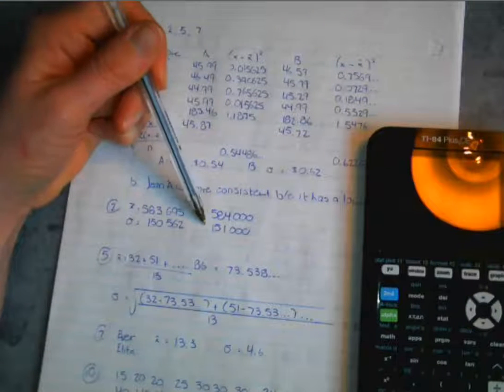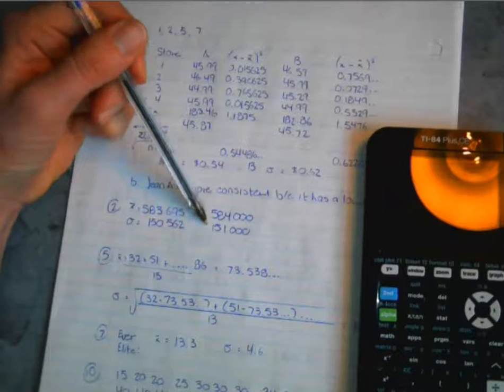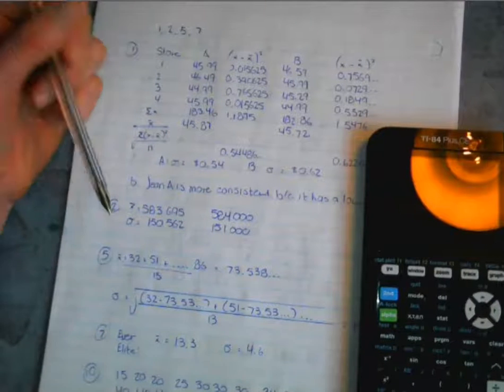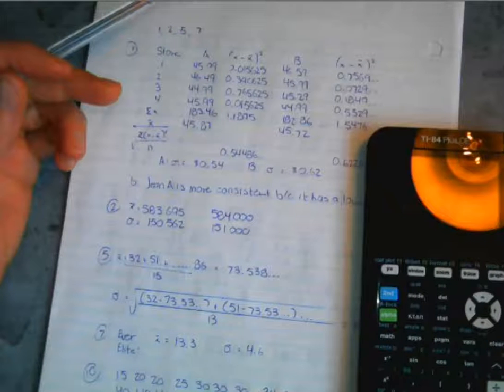And so what we can say is that the skill of the players might be quite variable because the difference is so great. Okay, so that's number 2. And then number 5, let's have a look here.